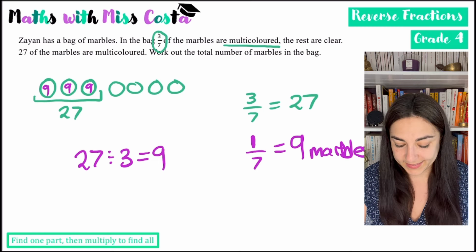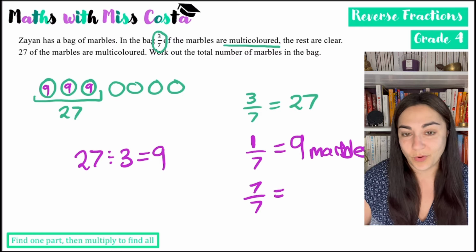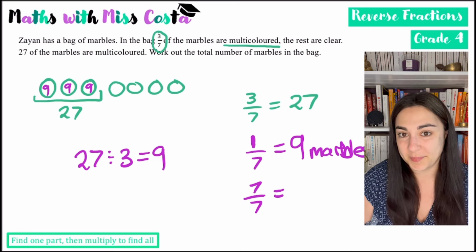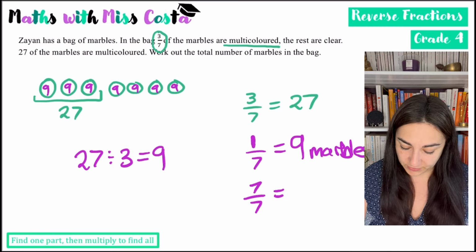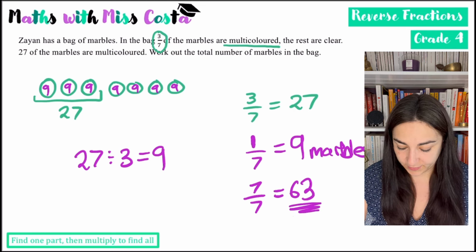And if I know what 1/7 is, I then just multiply by 7 to figure out what the total number of marbles in the bag would be. So either I could split it up into a little ratio form, or you just leave it as fractions and you do 7 times 9, which is 63.